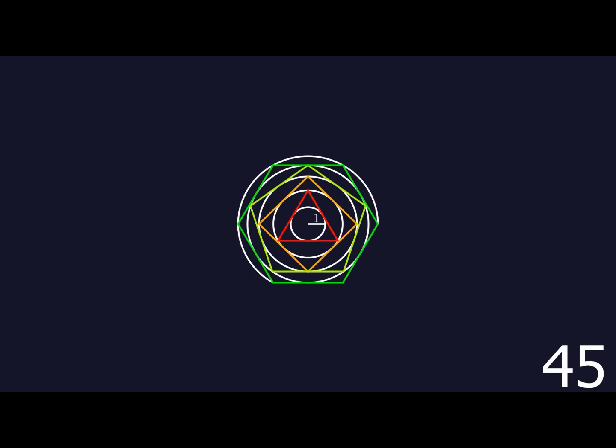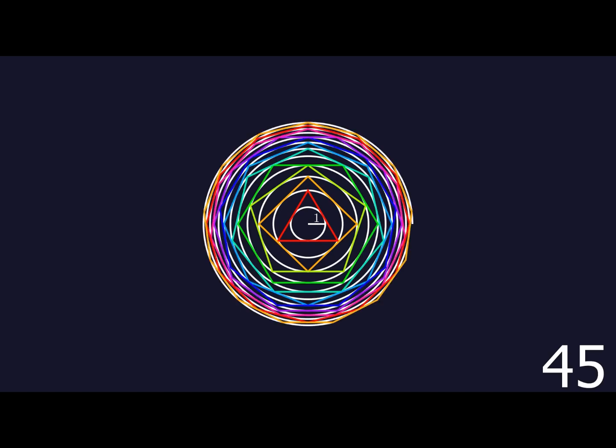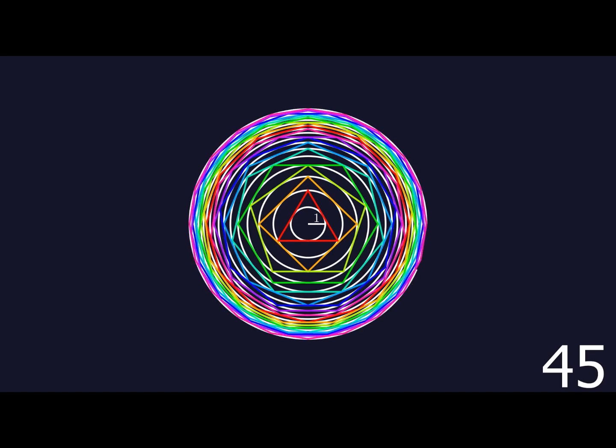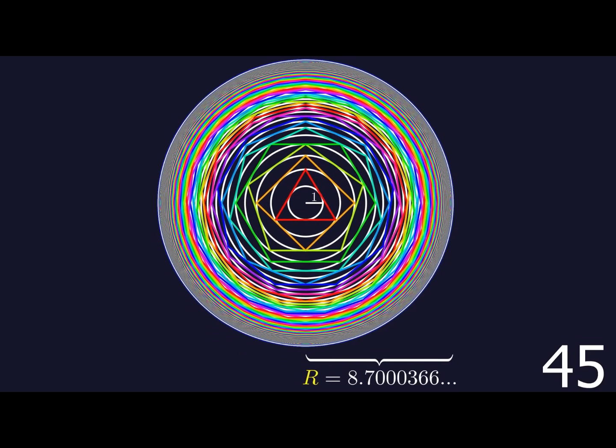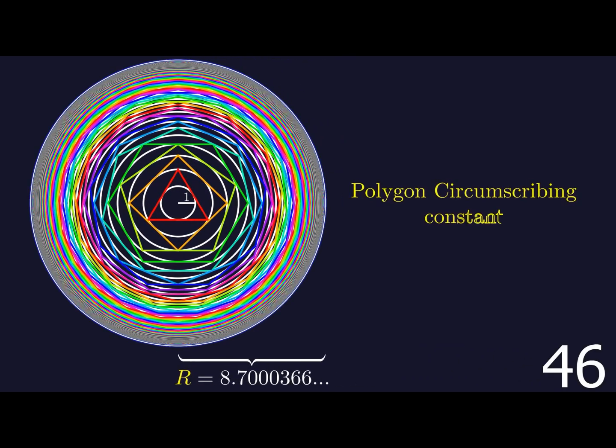Let's draw a circle with a radius of 1. Next, circumscribe an equilateral triangle. Then again circumscribe a circle, then a square, and another circle, then a regular pentagon, and so on. The radius of the circle will never exceed approximately 8.7, a value known as the polygon circumscribing constant.